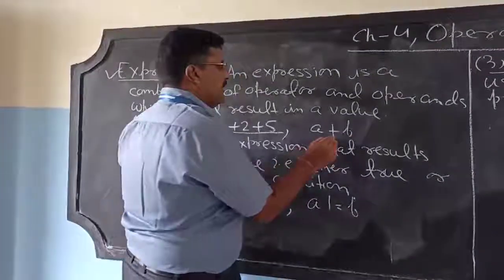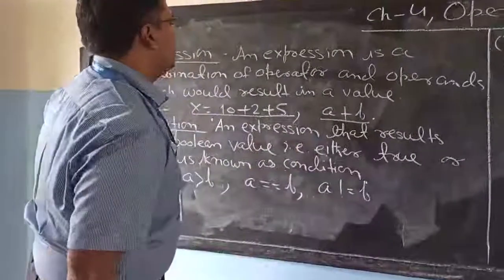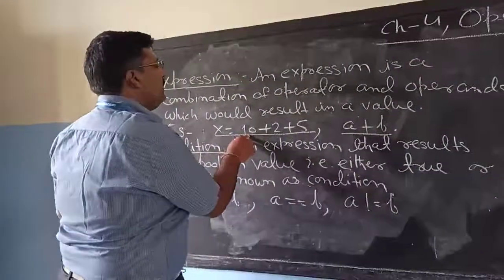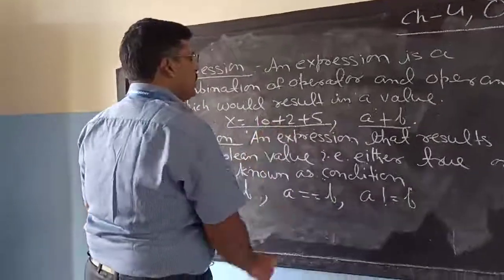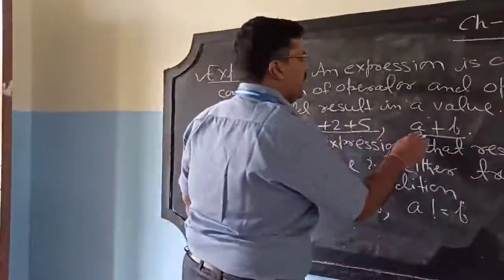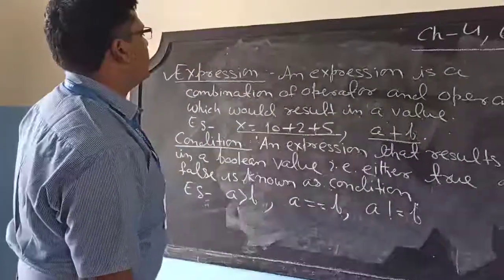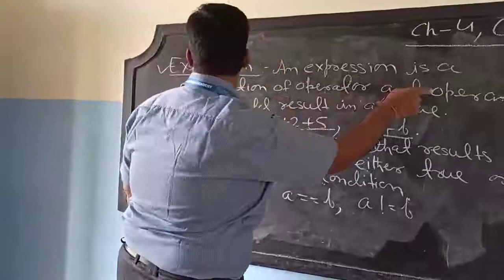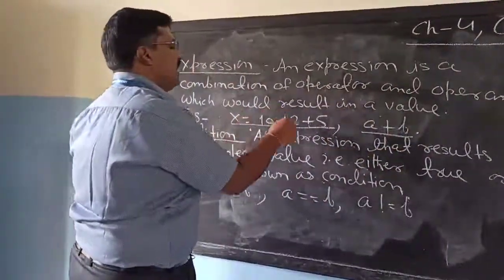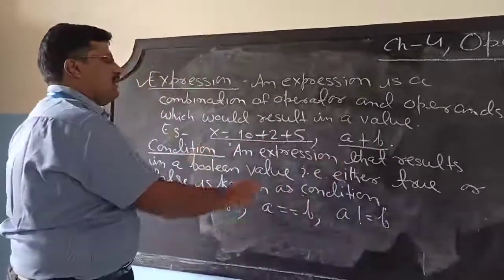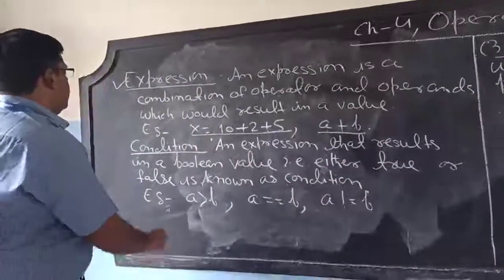A plus b. A will be added with b and it's the sum. So it is an expression. See here, 10 is an operand, 2 is an operand, 5 is an operand. Plus is an operator. Here a and b are operands and plus is the operator. So what is an expression? An expression is a combination of operators and operands which would result in a value. And these are the examples. Clear?